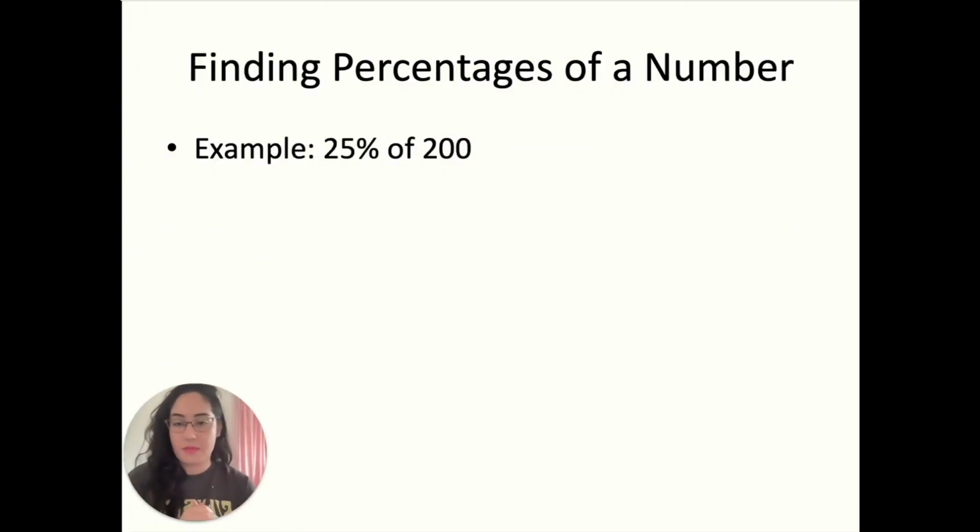Okay, finding a percentage of a number. So for example, find 25% of 200. Now there are two different methods to finding this. One is a multiply method. The other involves finding 10% and then 20% and then 5%, and then finally we add them together to find what 25% would be. Let's break them down and look at it step by step.